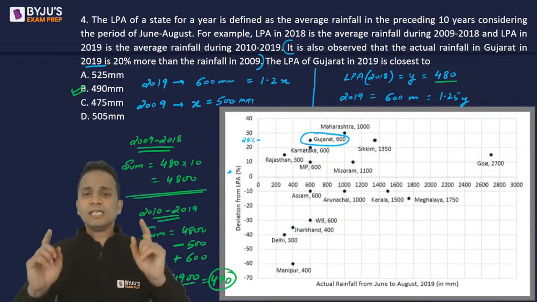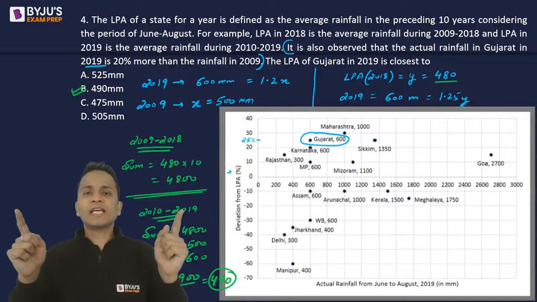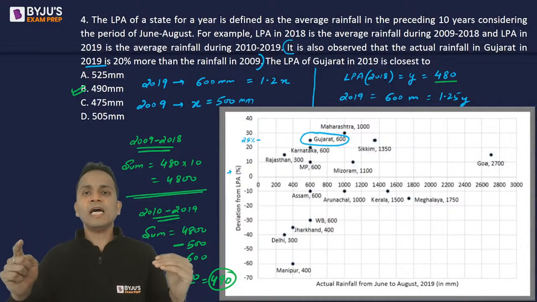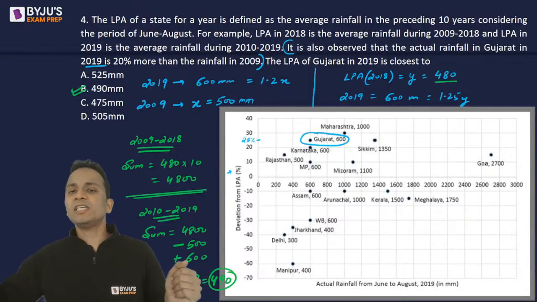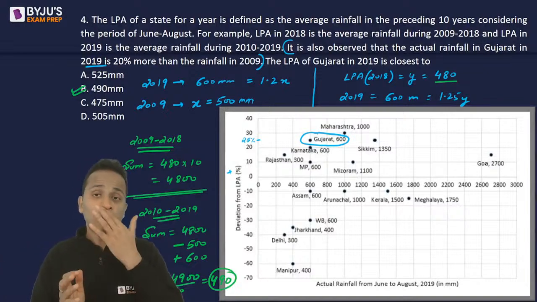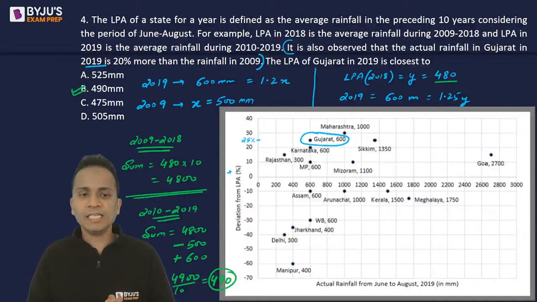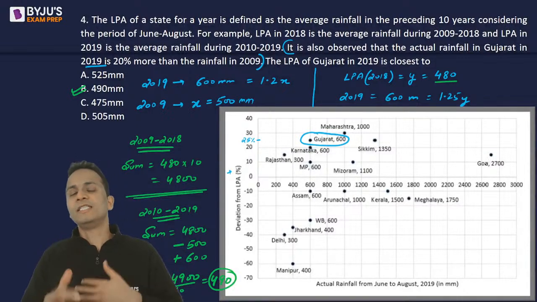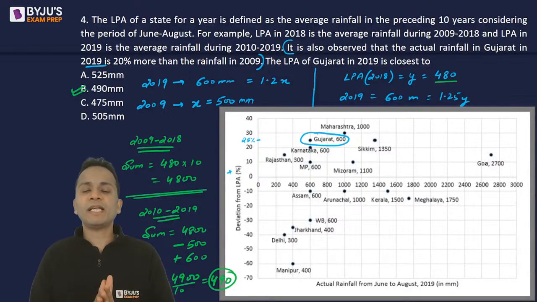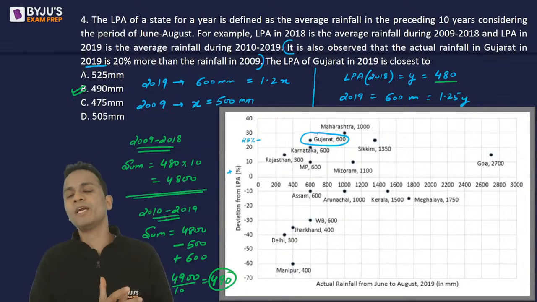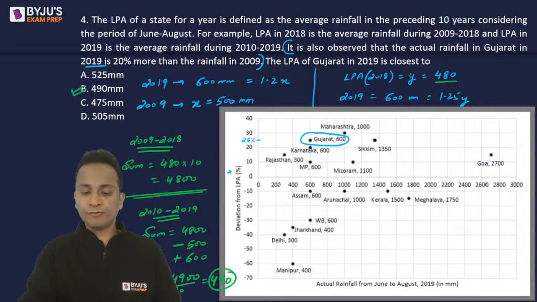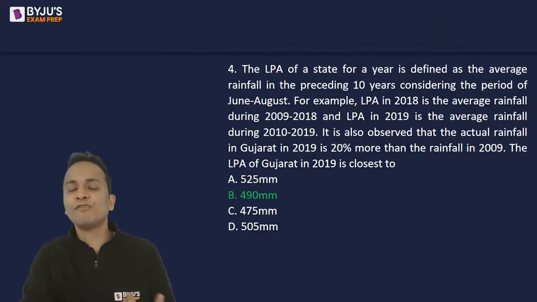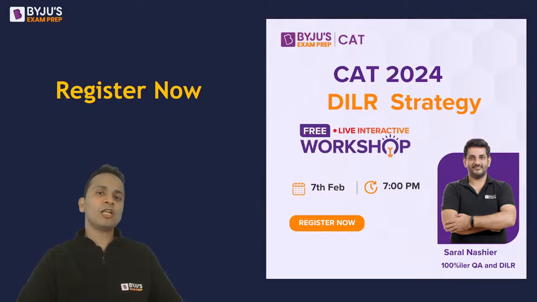So what did I do? The sum from 2009 to 2018 was given. I removed 2009 and added 2019. So I removed the first year and added the next year. So I got the sum from 2010 up till 2019, which came out to be 4900. Then, since this is for 10 years, I divided by 10 and got the LPA, the long period average, for 2019. All right. Am I clear? So that's about the fourth question of this set. The answer is 490.